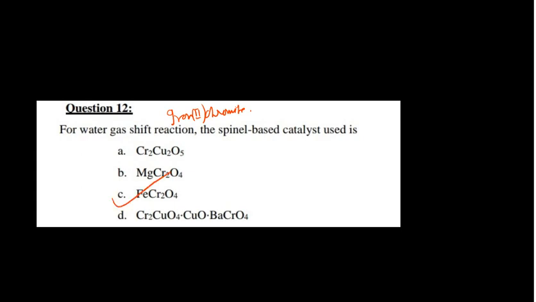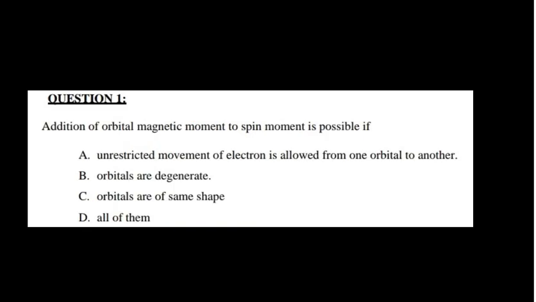If you have read this question several times, only then will you be able to solve this one. Now moving to the next problem, what it says: addition of orbital magnetic moment to spin moment is possible. Okay, see, I have solved a problem based on this in my earlier lecture.